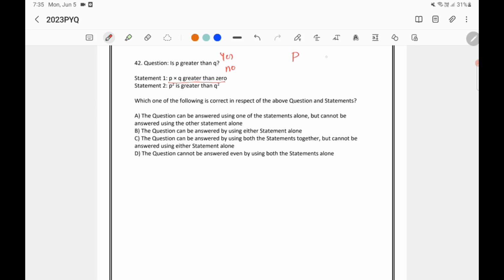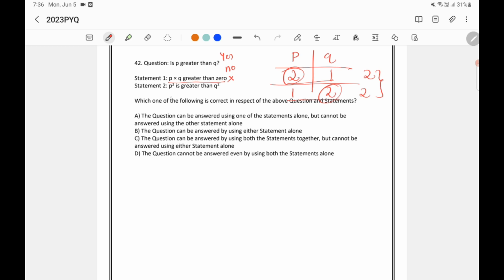Now just assume some values for P and Q. Let's say that P is 2 and Q is 1. In the second one I am taking P is 1 and Q is 2. So P into Q here is 2. Here also P into Q is 2. In both the cases P into Q is greater than 0. But in the first case P is greater than Q, and in the second case Q is greater than P. So among P and Q we cannot say which is greater by using statement 1. So with statement 1 we cannot answer the question.